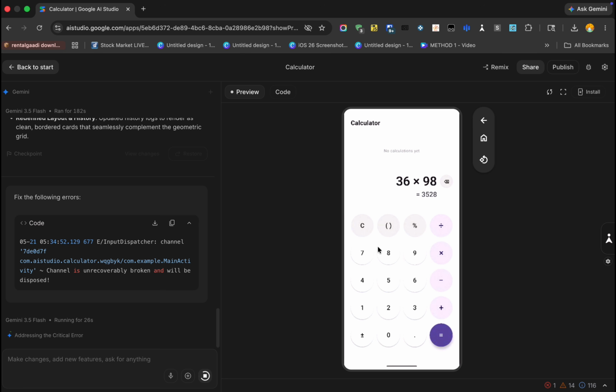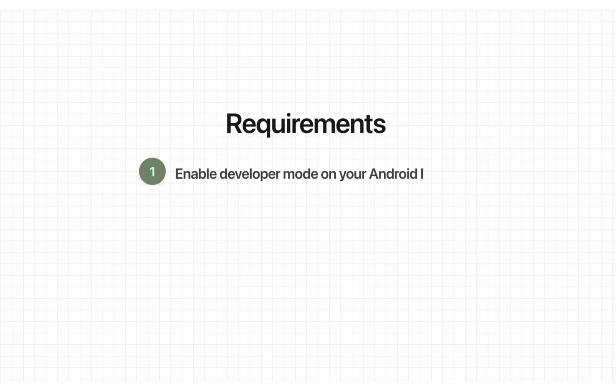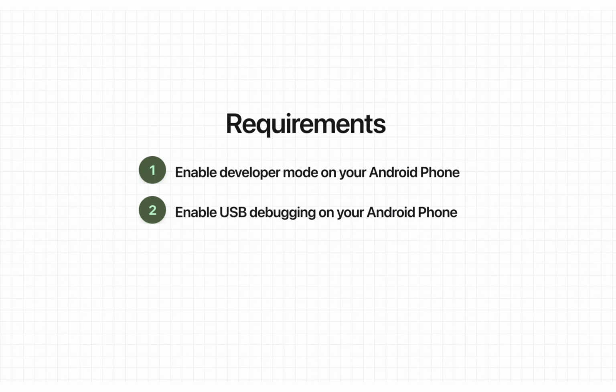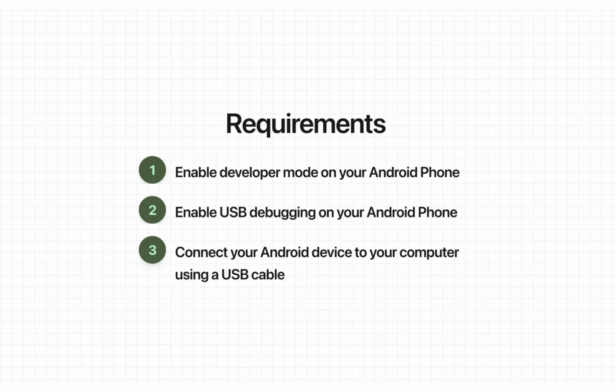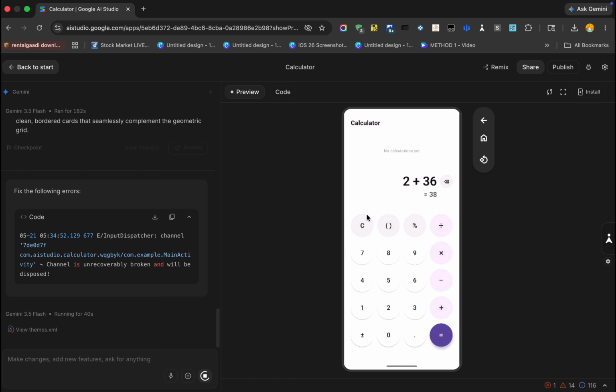Before installing, you need a few things. You need an Android phone. You need a USB cable. You need developer options enabled on your phone. You also need USB debugging turned on. If you don't know how to enable developer options or USB debugging, I have added a guide in the description. Once that is done, connect your Android phone to your computer using a USB cable.